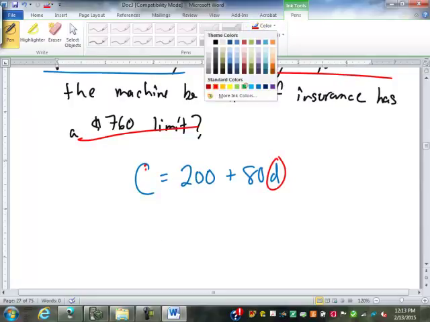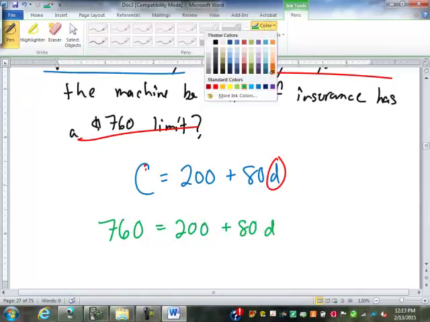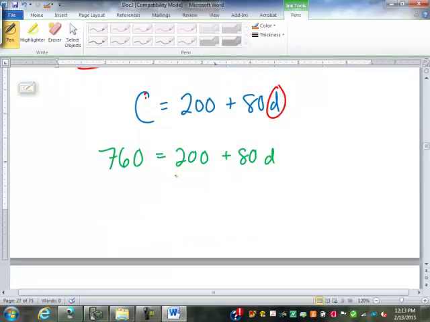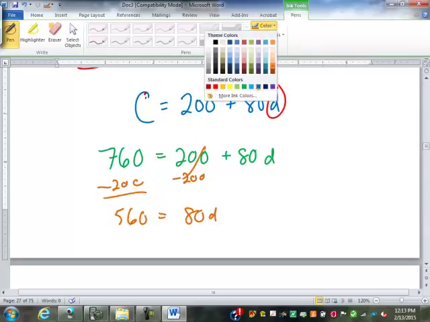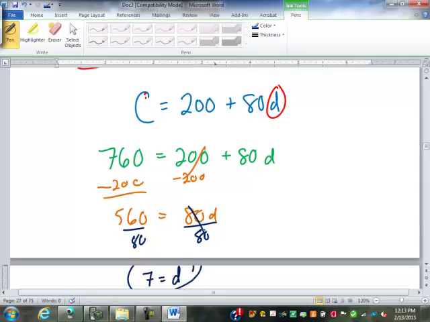So rewriting this as 760 equals 200 plus 80D. Subtracting 200 is 560 equals 80D. And we can divide by 80. We get 7. So we can rent that machine for 7 days before the insurance will run out.